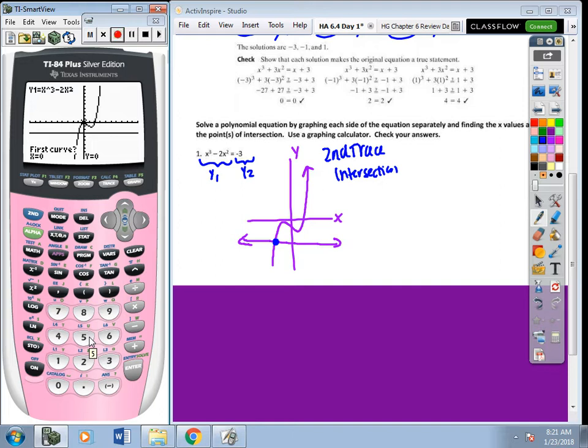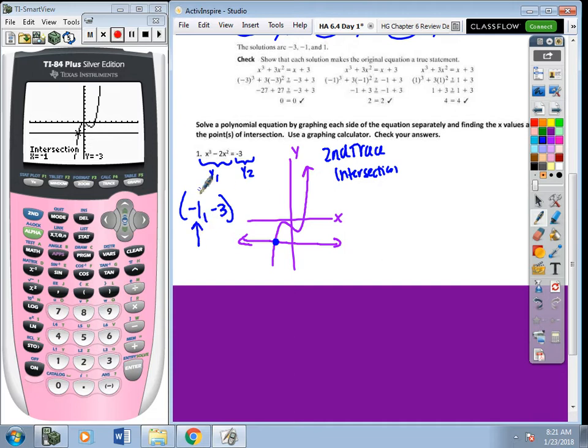Now it will ask you questions. Remember how we used to do left bound, right bound, and guess for the zeros and the maxes and the mins. This one's going to say first curve question mark. It does not matter what curve you're on, if it's actually y1 or y2. But whenever, after you hit enter, you do want to make sure that it jumps to the other line or curve when it says second curve. Hit enter. And then you will guess and get as close as you can to that intersection point. And we should get -1, -3. Remember, the answer is only the x value. So your answer is x equals -1. That's your final answer.